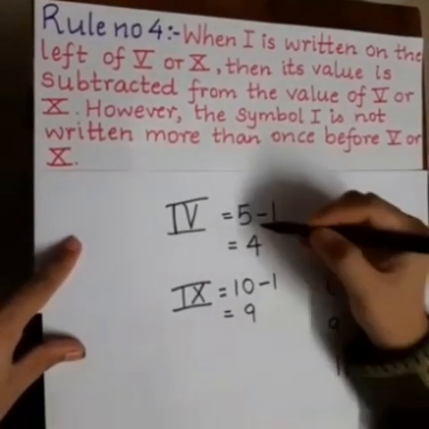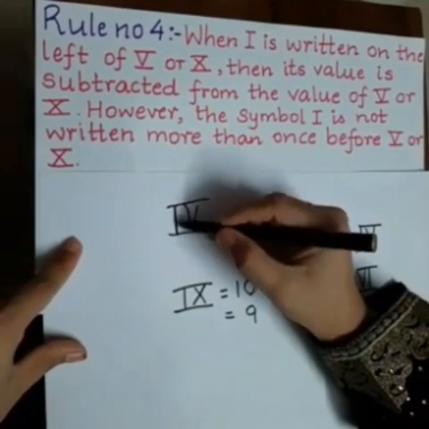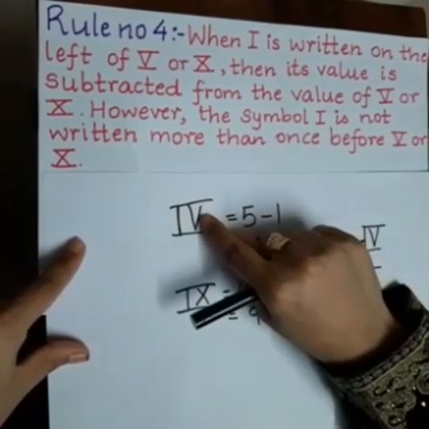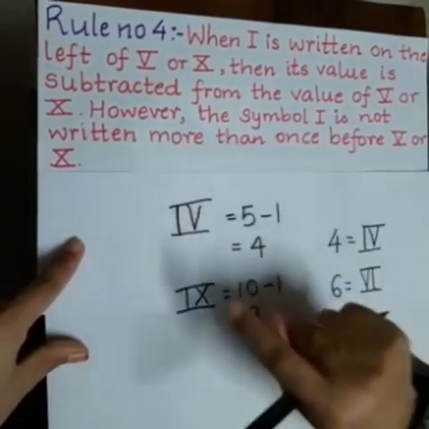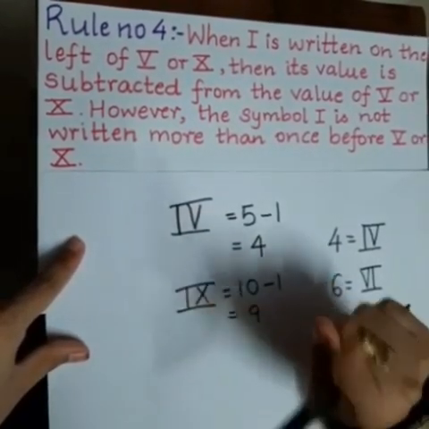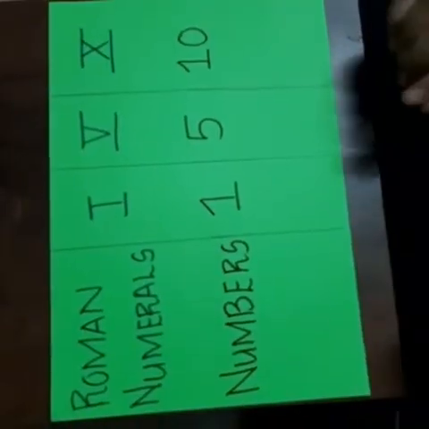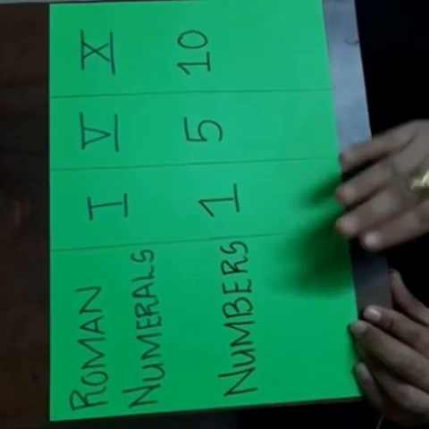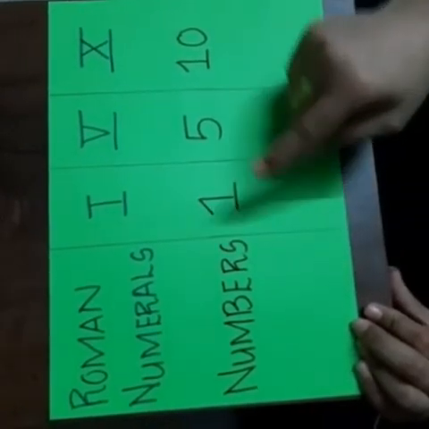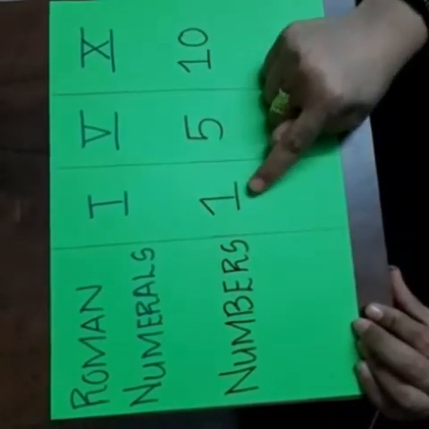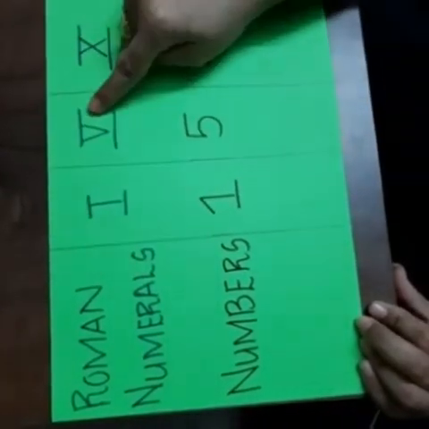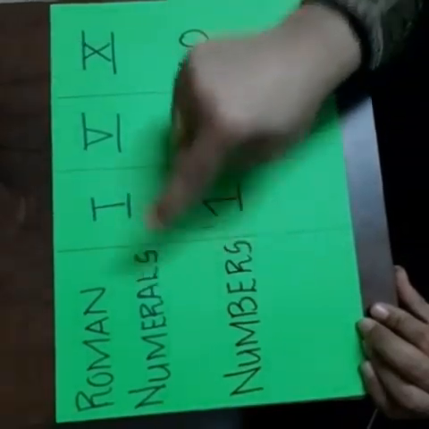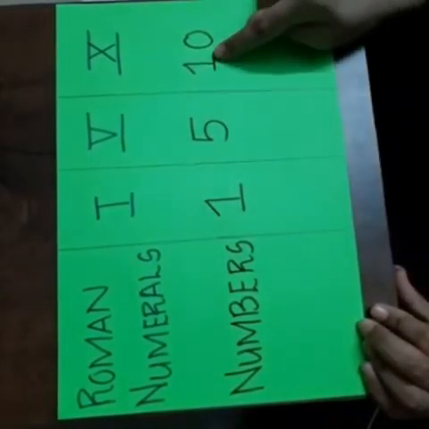Means when you are subtracting and 1 is before the bigger number, you have to write it only one time. Before V you can write I only one time. Before X, you can write I only one time. Now pay attention to the important Roman numerals and numbers. Roman numeral I is number 1. Roman numeral V is number 5. Roman numeral X is number 10.